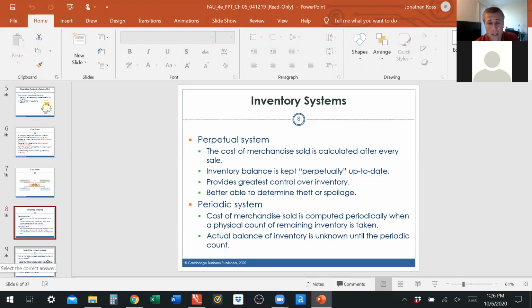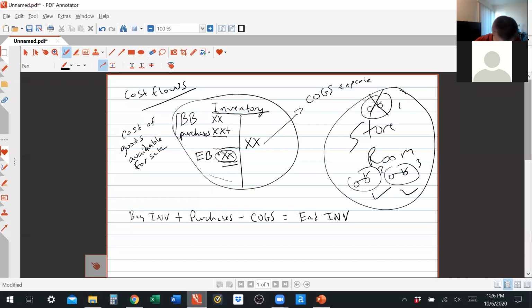What are you always doing in a perpetual system? You're always calculating the cost of merchandise sold every time you make a sale. Just as I showed here. Say you sell this bike right here. As soon as you sell that bike, you go and find the invoice from when you originally bought it, and you look at what you paid for that bike, and you record that as the cost of goods sold, with a debit to cost of goods sold expense and a credit to inventory. You do that right when you sell that bike, no matter when it happens during the period. So whenever you sell something, you go and record the cost of goods sold. That's a perpetual inventory system.